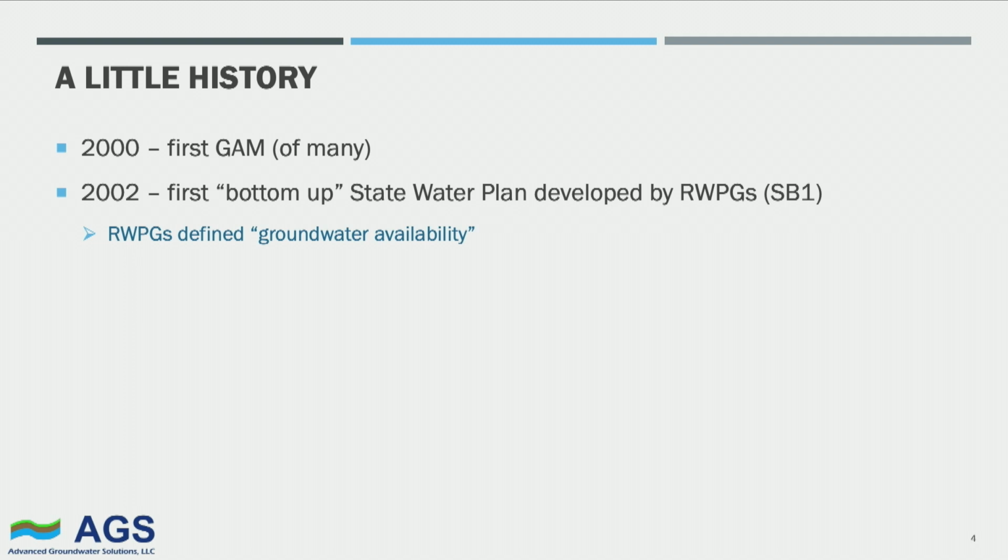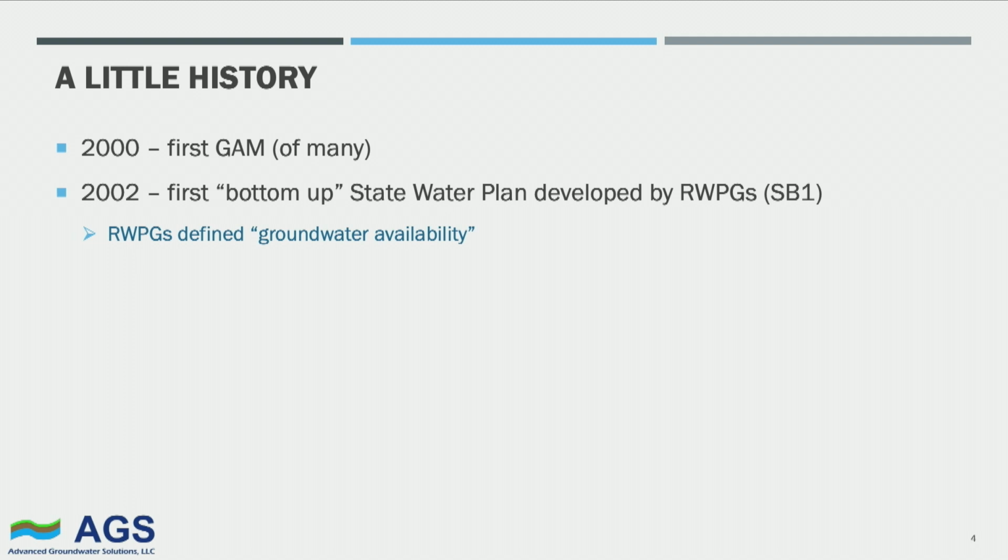And in 2002, many of y'all remember Senate Bill 1 if you've been around for a while. And that was the first bottoms-up plan for the state water plan. And all the regional water planning groups got started, and they did their thing. And what happened was the regional water planning groups didn't have really an availability number. So they did their best and scurried around quickly and said, what the heck is groundwater availability?